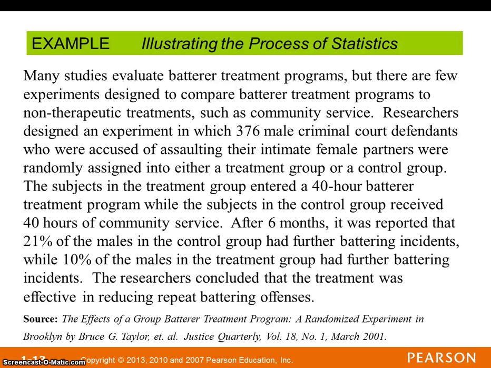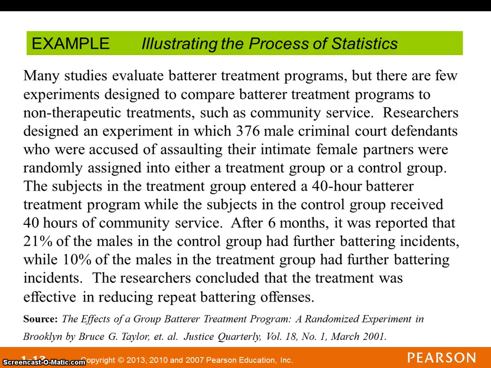And so researchers designed an experiment in which 376 male criminal court defendants who were accused of assaulting their intimate female partners were randomly assigned into either a treatment group or a control group. The subjects in the treatment group entered a 40-hour batterer treatment program, while the subjects in the control group received 40 hours of community service.